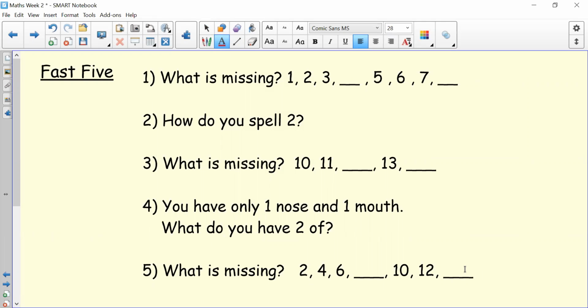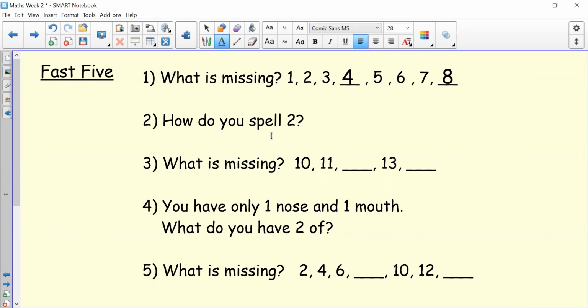Okay, let's go through the answers. I'm looking at the sequence of numbers in number 1, and I can see that the numbers are getting bigger. So we're counting forwards, and we are counting forwards by 1. We are adding 1 each time. So this number must be 4, and this missing number must be 8. And I can count to check: 1, 2, 3, 4, 5, 6, 7, 8.